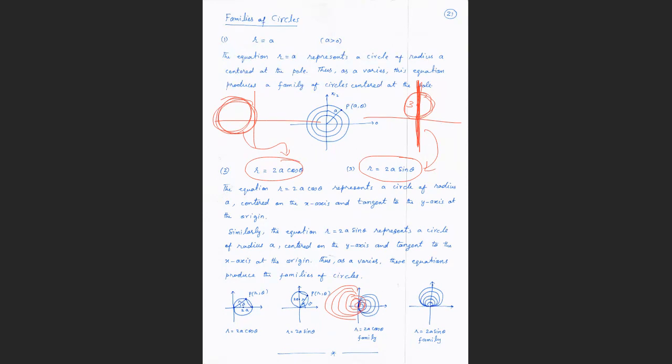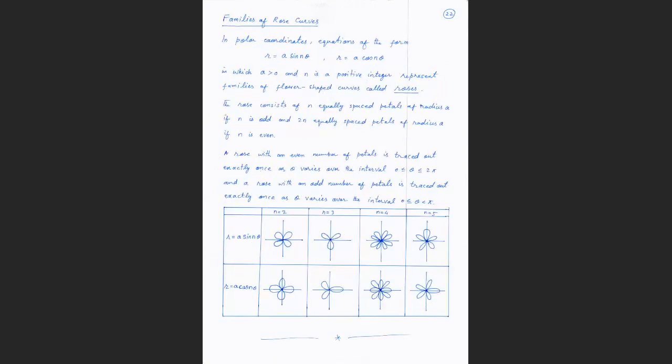Now we talk about the other circles, which are the families of rose curves. Okay, now we have two different trigonometric functions, sine and cosine. For sine of n theta and cosine of n theta, what are the families of the circle?